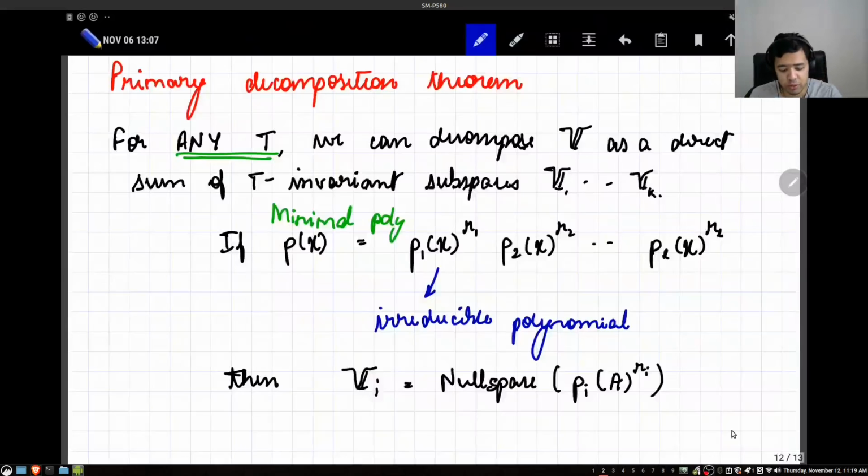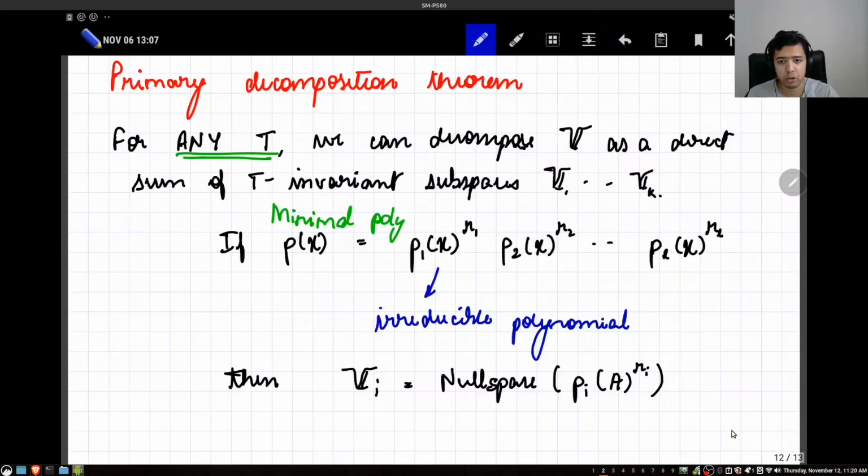Okay, so in this lecture we'll do a little example to demonstrate the power of the primary decomposition theorem. In the last lecture video, I stated the primary decomposition theorem without giving a proof. But what does it say? It tells you a general statement about any arbitrary square matrix.